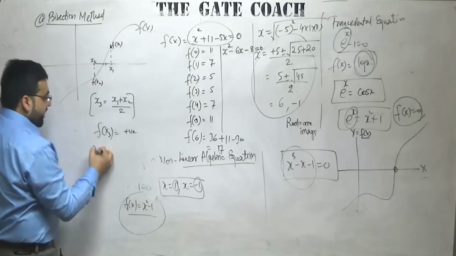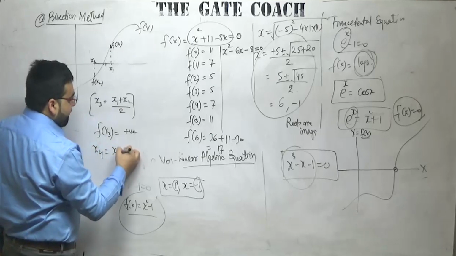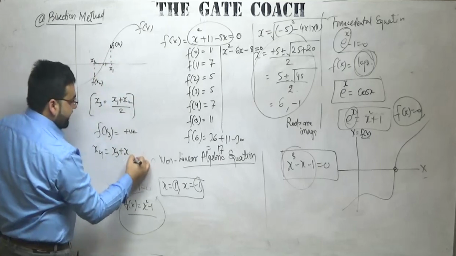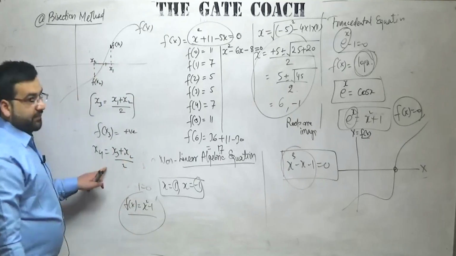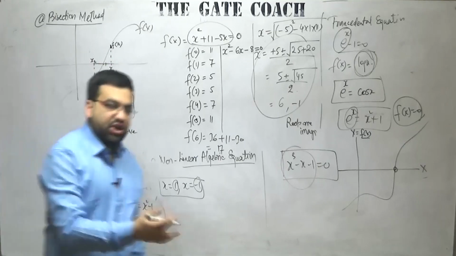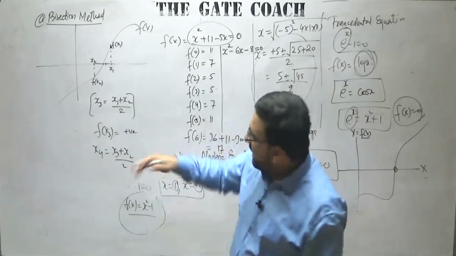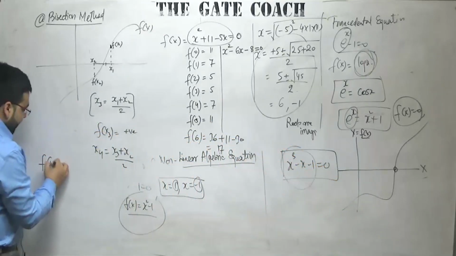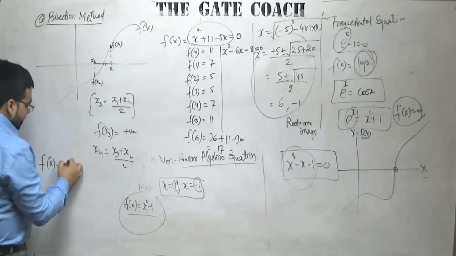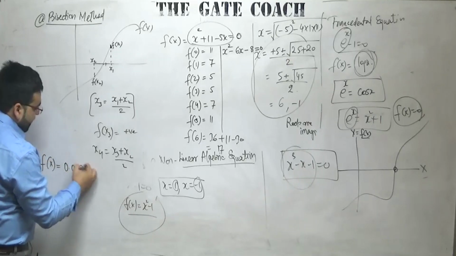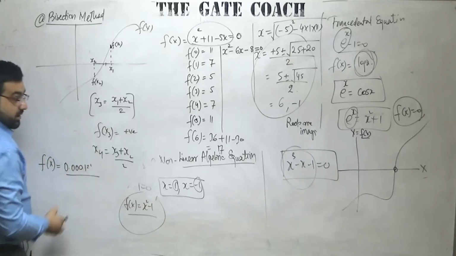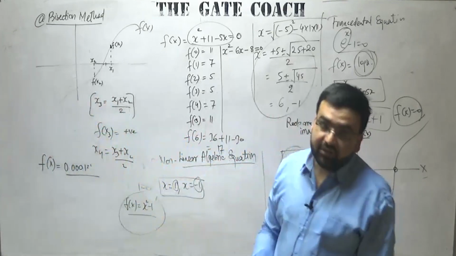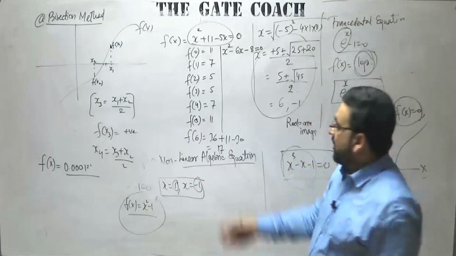You again take the average. Let us say it is positive, then x4 will be equal to x3 plus x2 divided by 2. Then this will be x4. This x4 will lie much nearer to the exact root. Just keep on getting the value until you get f of x equal to 0.0000, let us say 1, 2, something. Until you get f of x almost nearer to 0, you keep on doing this iteration. This is called an iteration.